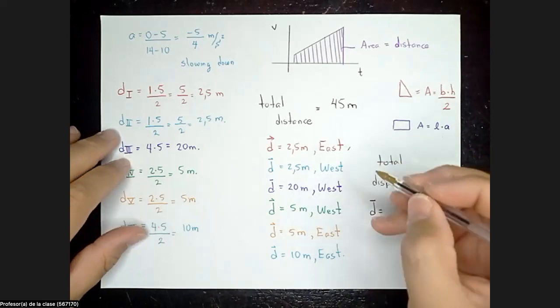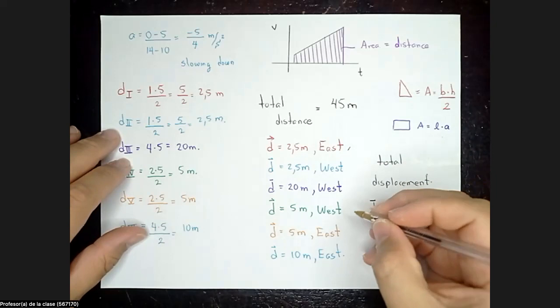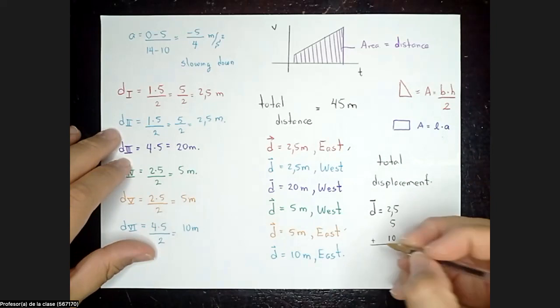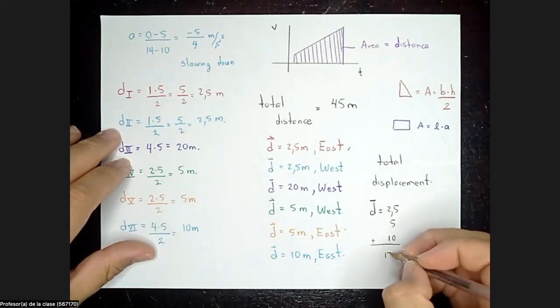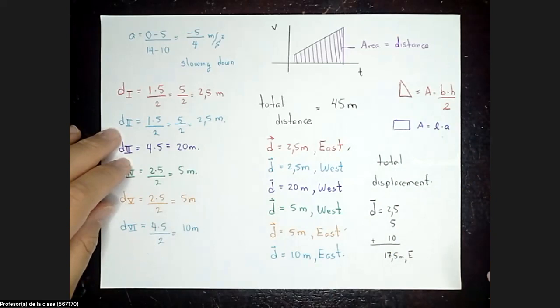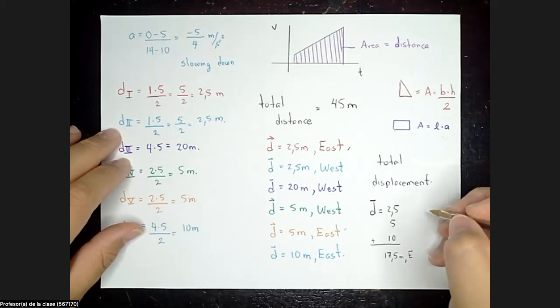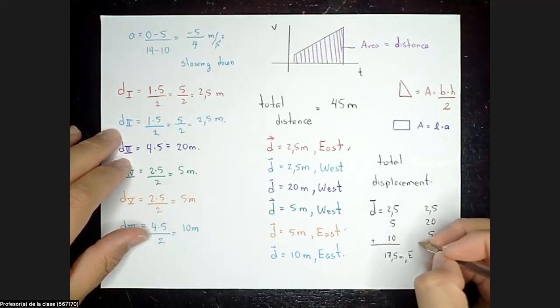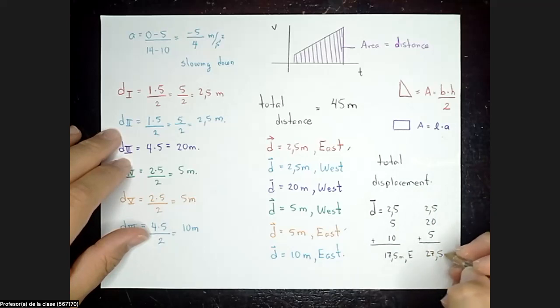east. So 2.5, 5, and 10. You do an addition. So that's going to be 17.5 meters to east. And now you add all the displacement that is going to the west. So 2.5, 20, 5, and that's it. So it's going to be 27.5 meters to west.